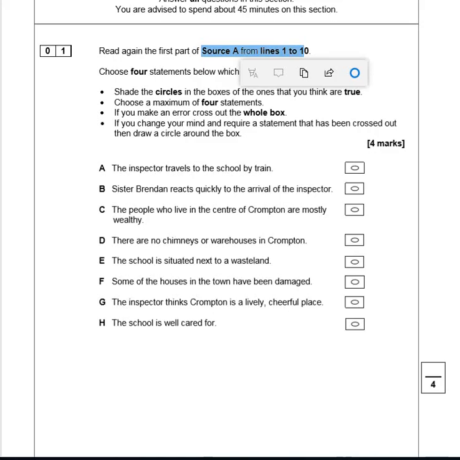Where is the evidence? Is there evidence this is true? Tick it. Is there evidence this is true? Spending 5 minutes on this question, you're guaranteed 4 marks. If you just double check, don't just shade.